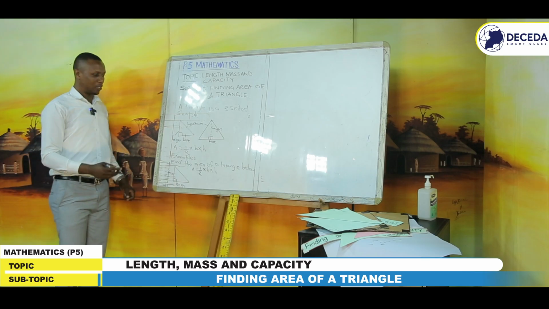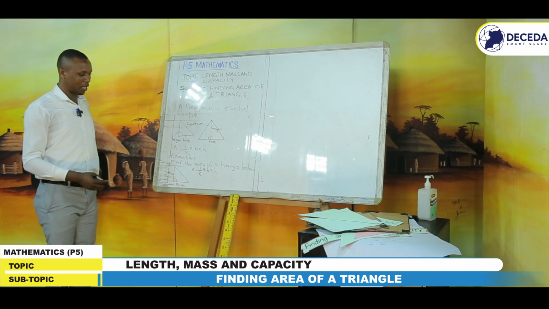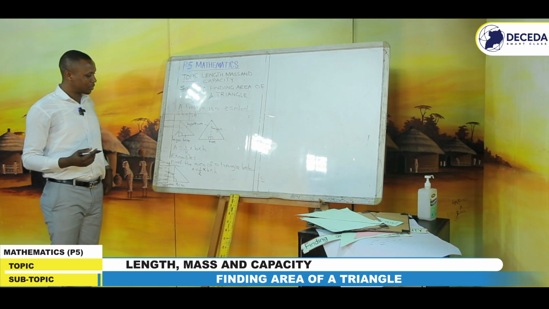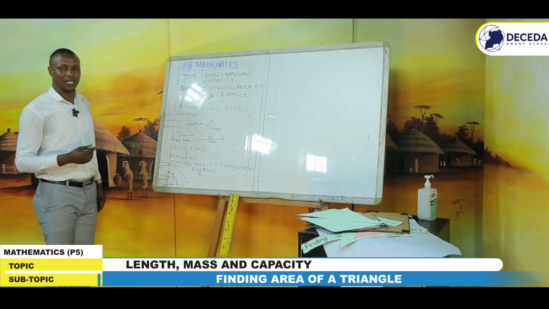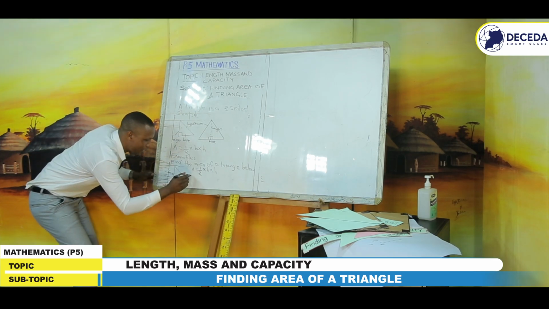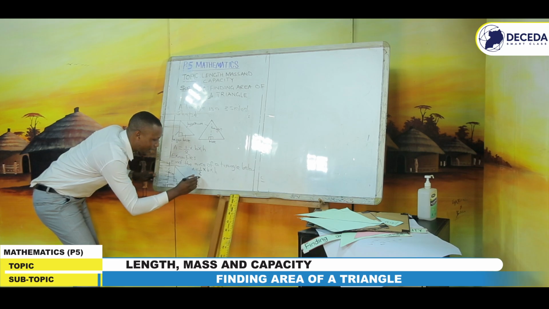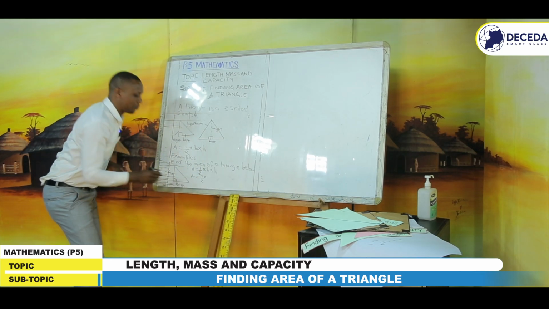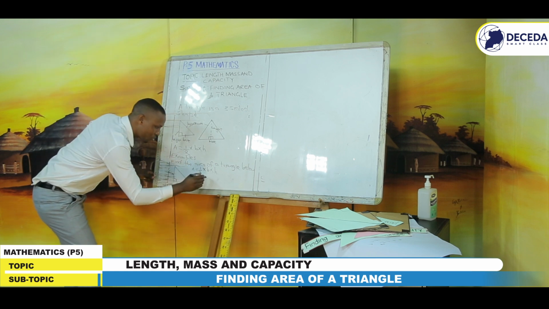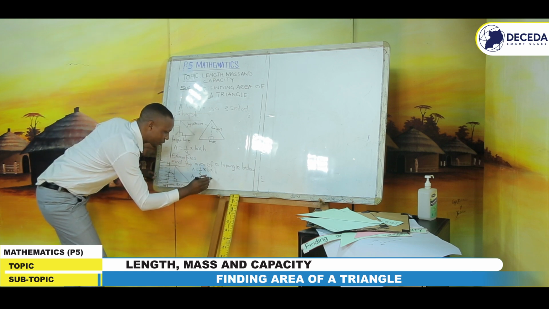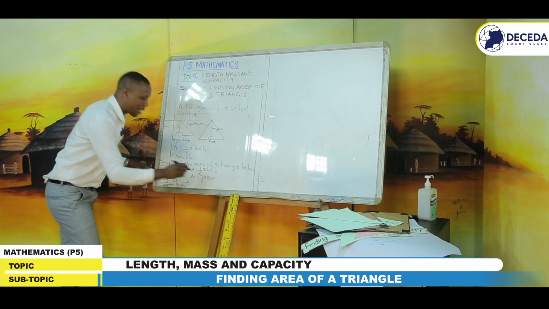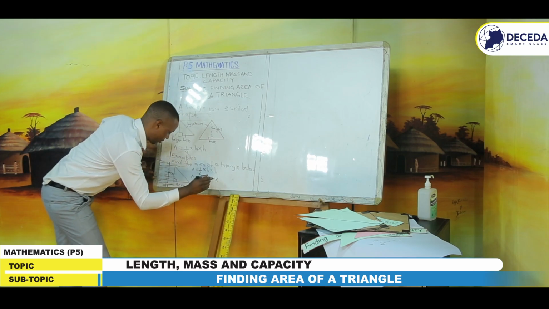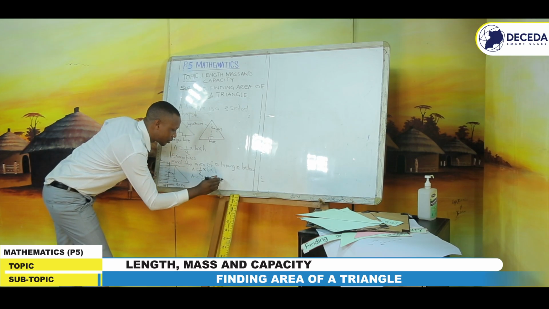Then the next step is the substitution stage. We can see what we are having on the base and what we are having on the height. So we are having area as a half times the base, which is 8 centimeters, times the height, which is 6 centimeters.